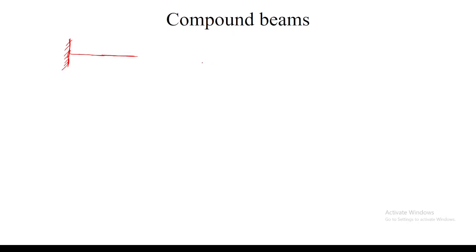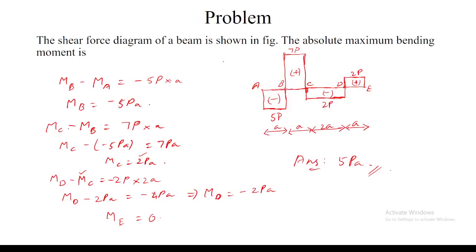Sir, in the previous problem, if the word absolute was not written, the answer would still be 5P, right? See, they have asked only for the absolute maximum bending moment, so we are writing it as 5PA. If absolute was not written in the question, then it would be the maximum bending moment and we would have to write it with the sign, minus 5PA. So if minus 5PA is in the options, then you can go for that. Okay.